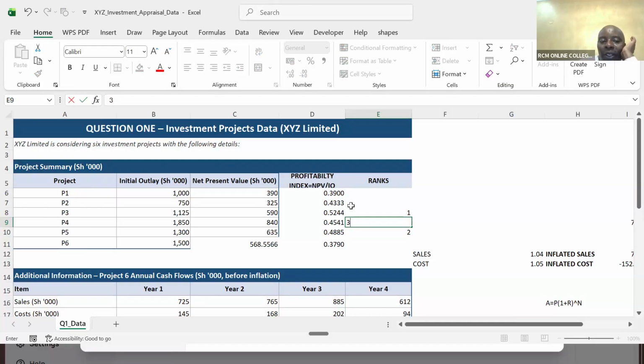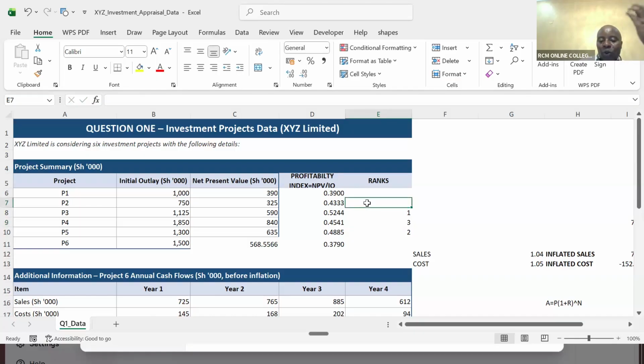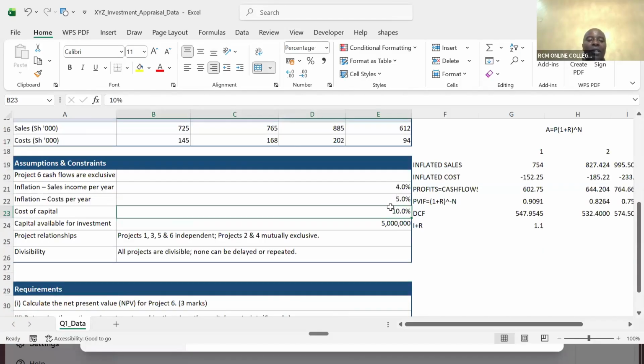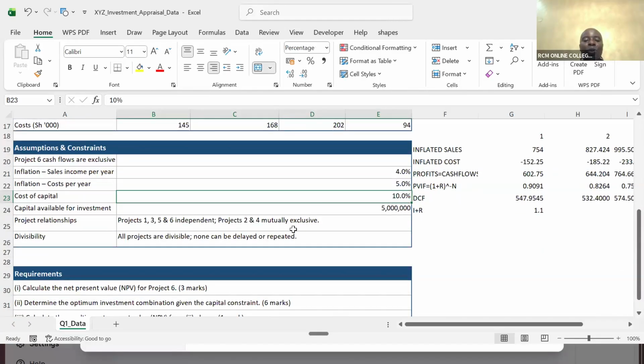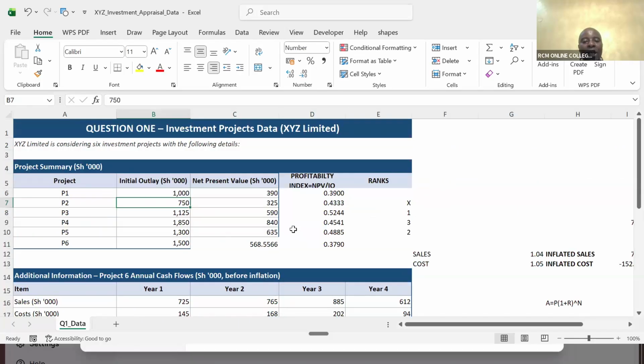So meaning that project number 2 can never be ranked anywhere because project number 4 and project number 2 are mutually exclusive. They can never be ranked together. If I've ranked project 3 and number 4, it means that project number 2 can never receive a ranking. Why? Because the examiner told us here that projects 2 and 4 are mutually exclusive, so it is only one project at a time.